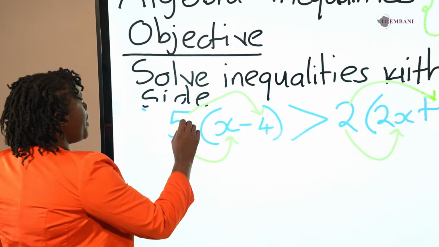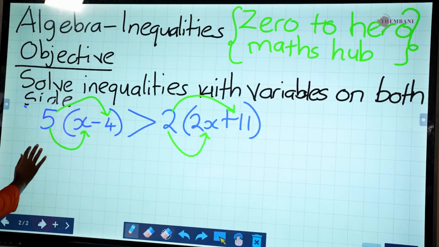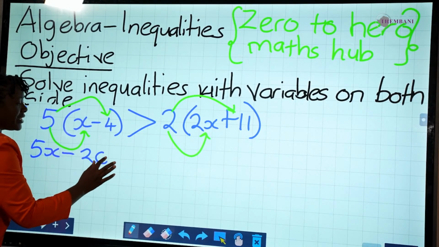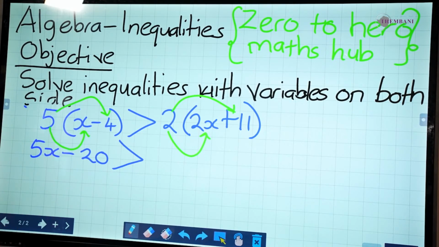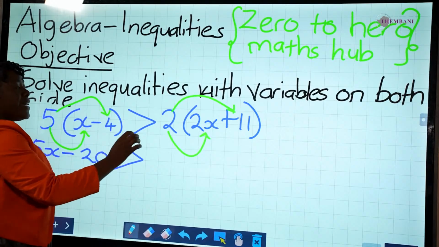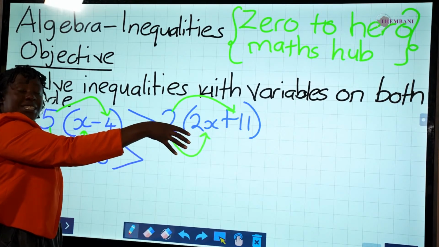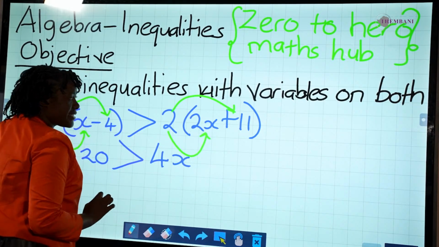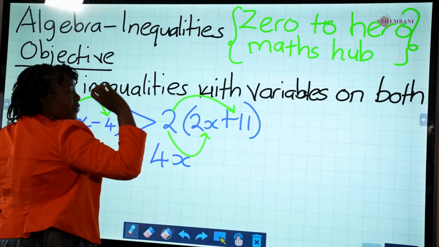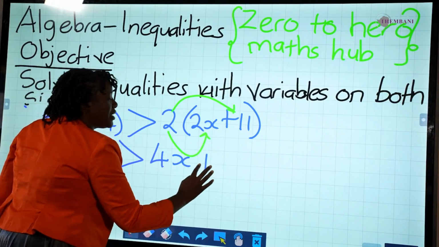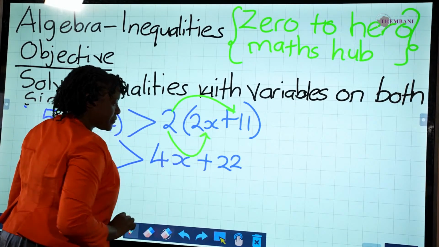So we are saying 5 multiplied by x will give us 5x. Then 5 multiplied by negative 4 will give us a negative 20. Then we put our inequality sign where we are saying 5x minus 20 is greater than. So we are multiplying what is outside the bracket with everything which is inside the bracket. So 2 multiplied by 2x will give us a 4x. And then this 2 again is going to multiply that 11, and the 11 is positive. So 2 multiplied by positive 11 will give us a positive 22.